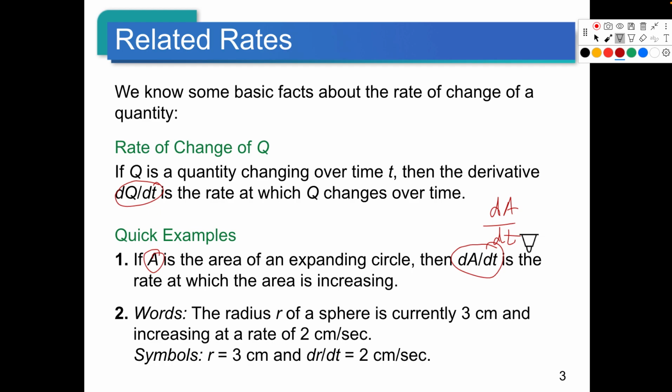And oftentimes, like I said, with a circle, what we can measure is maybe the radius, how the radius is changing with time. But as the radius changes, so does the area, but the area changes differently than the radius. So we've got two rates going on, but they're related, because as the radius gets bigger, the area gets bigger, right? So we're going to see how this all fits out.